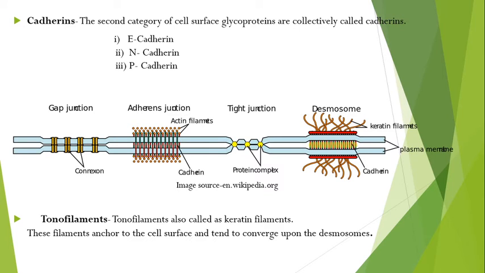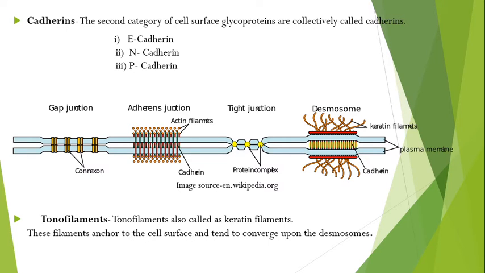They are composed of multiple polypeptides ranging in size between 47,000 to 58,000 Dalton and have three chain structural units. This is the tonofilament. What is tonofilament? Tonofilament is the keratin filament, and these are a complex class of intermediate filament. This is the class of intermediate filament which consists of prekeratin or the cytokeratin filament. These filaments anchor to the cell surface and tend to converge upon the desmosomes.